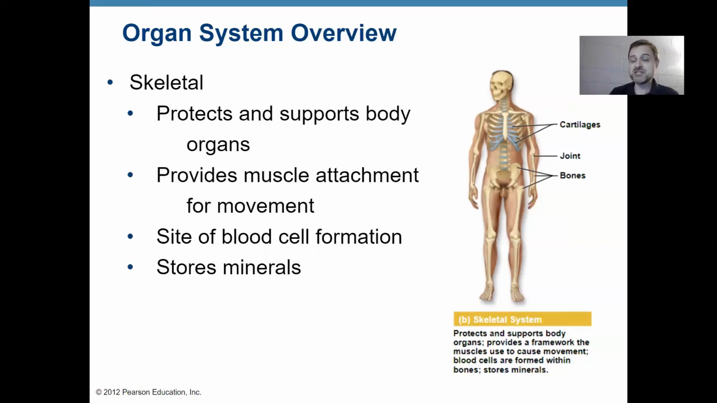Blood cell formation happens in your bone marrow. Red blood cells and white blood cells can be formed inside your bone marrow. And your skeleton also stores minerals like calcium. If your calcium levels are low, your bones will actually give off calcium to help increase your blood calcium levels, and vice versa. If it gets too high, your bones can absorb some of that calcium.